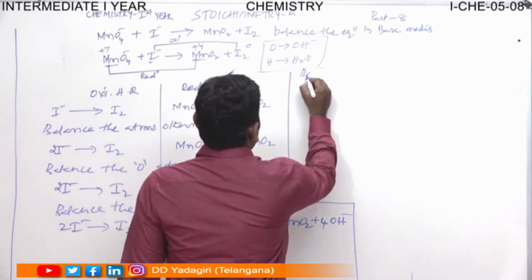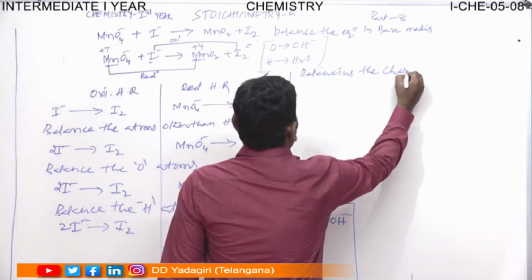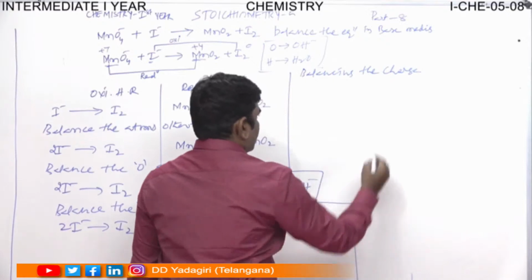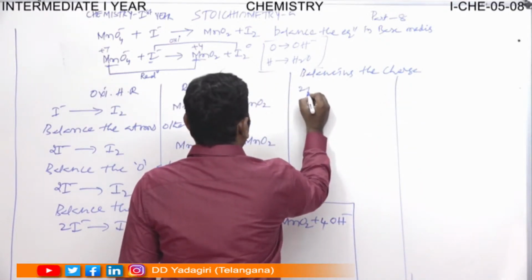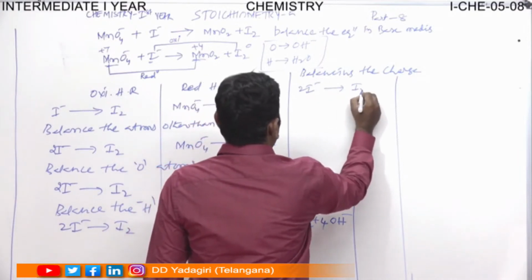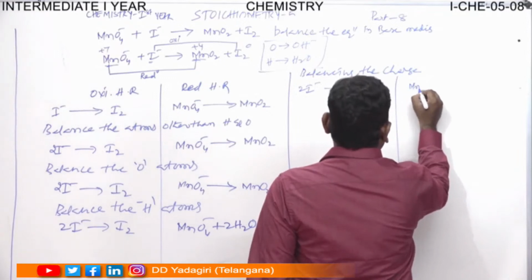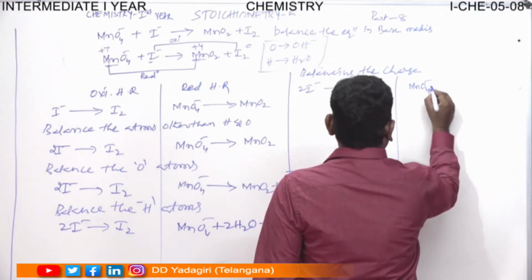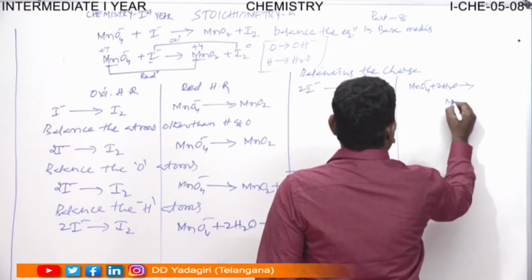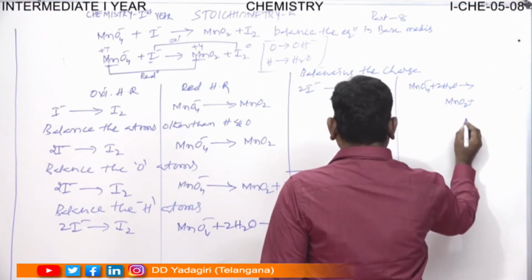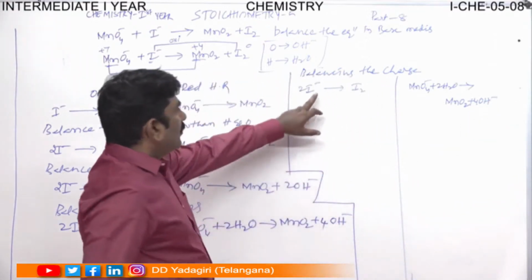Balancing the charge. So this side, what is the equation? 2I minus gives I2. So this side, MnO4 minus plus 2H2O gives MnO2 plus 4OH minus. Here, minus 1.